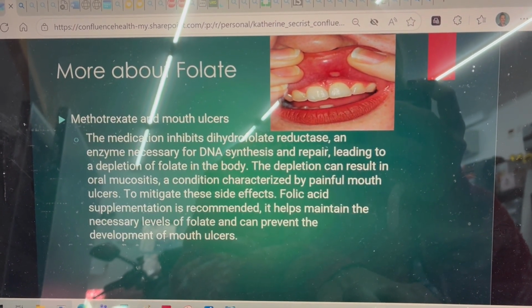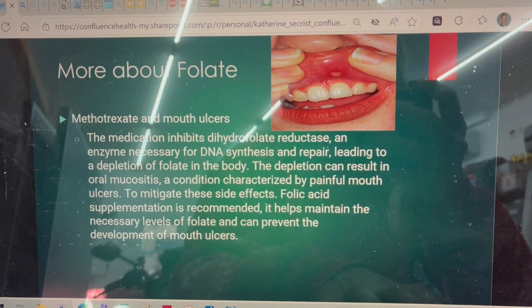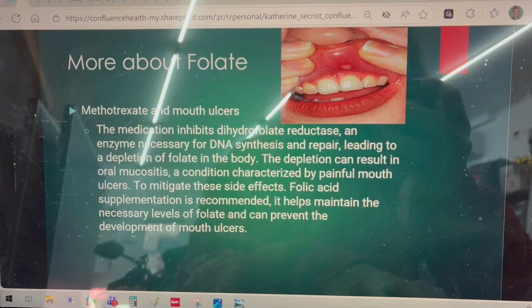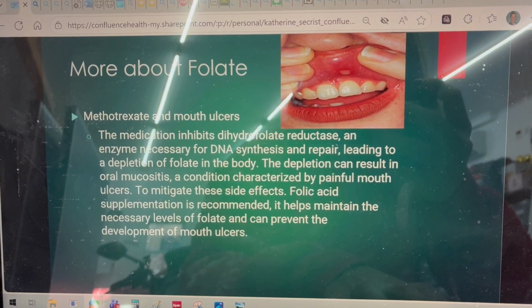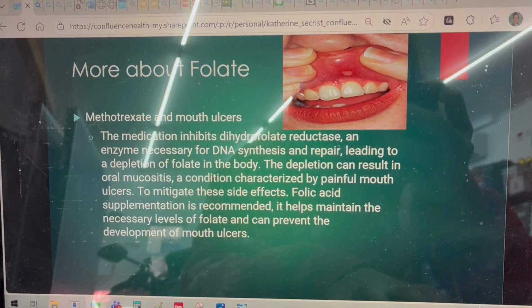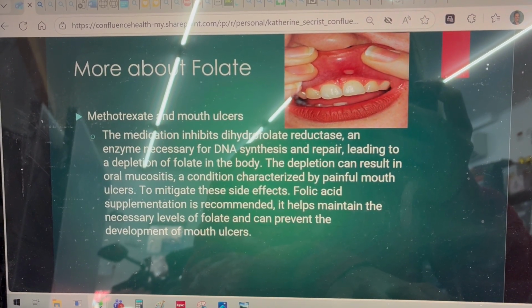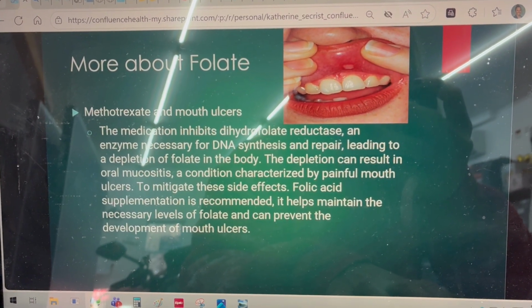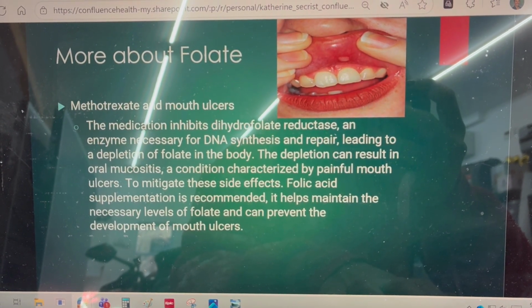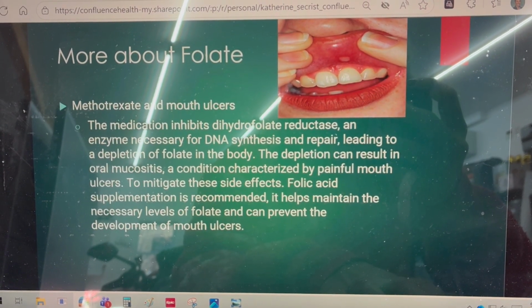More about folate. Methotrexate and mouth ulcers. The medication inhibits DHR, dihydrofolate reductase, an enzyme necessary for DNA synthesis and repair, leading to depletion of folate in the body. The depletion can result in oral mucositis, a condition characterized by painful mouth ulcers.